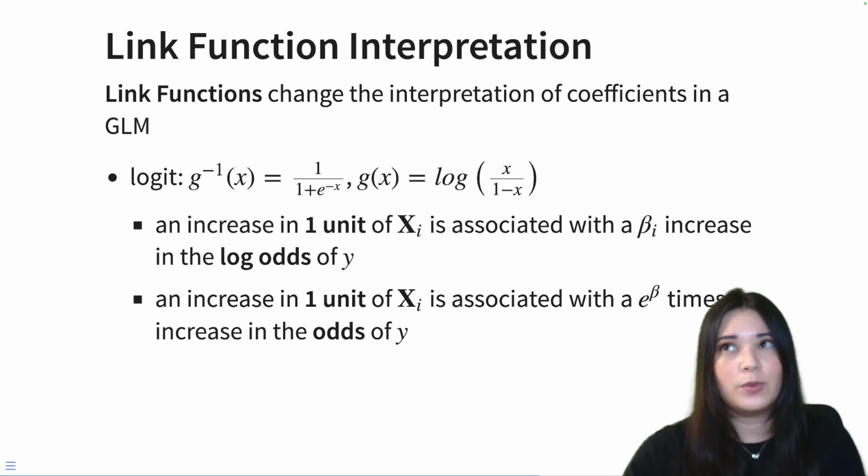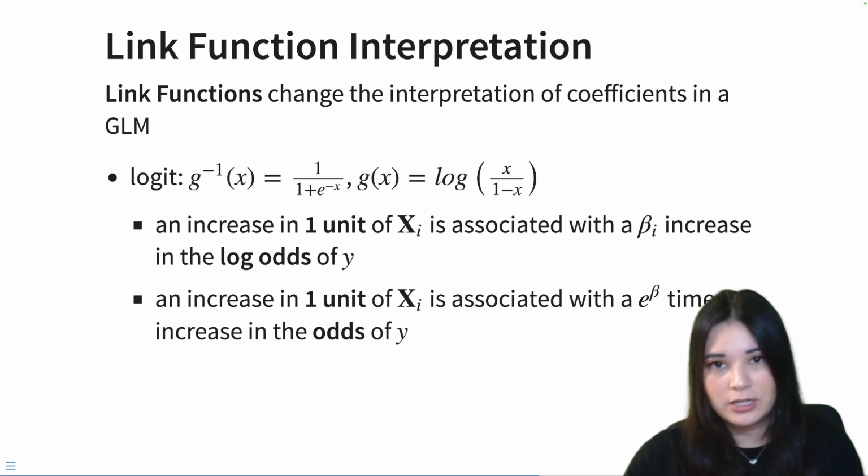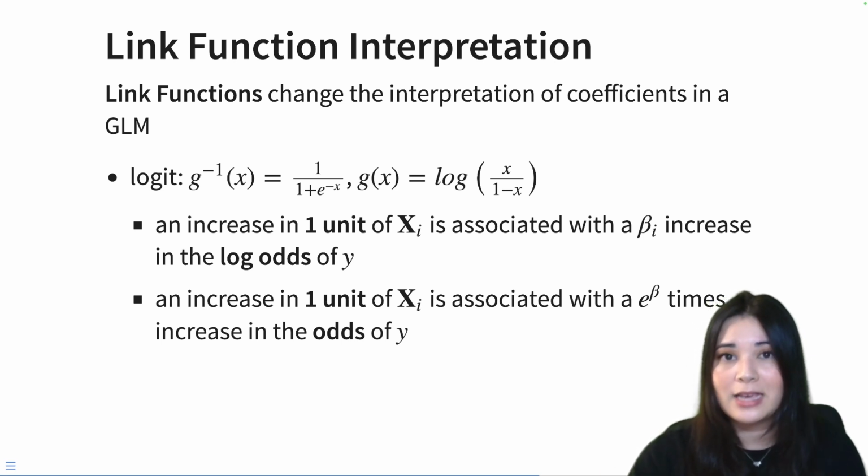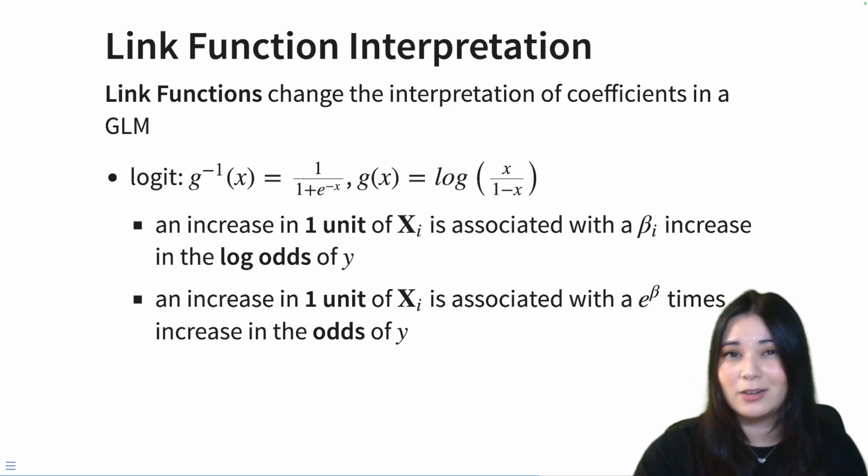However, usually we don't care about that linear prediction scale. We want something called the response scale, which is the scale that our expected values are on. And so I just want you to keep in mind that depending on the link function you use, the interpretation of your coefficients might be a little bit different.